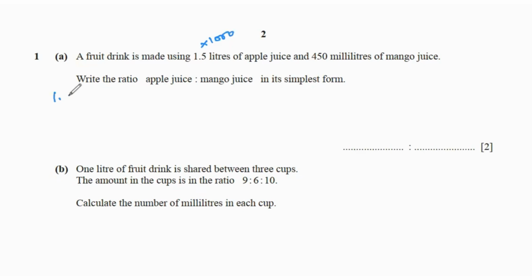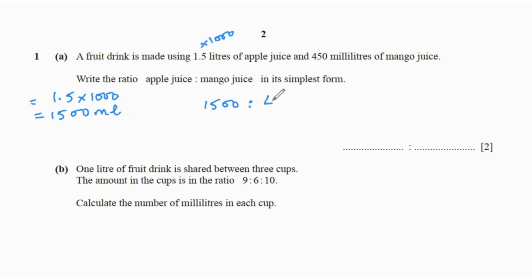So 1.5 times 1,000 is going to be 1,500. The reason why I times it by 1,000 is because 1 liter equals 1,000 milliliters. So 1.5 times 1,000 is 1,500 milliliters. So now apple juice is to mango juice. Apple juice is 1,500.